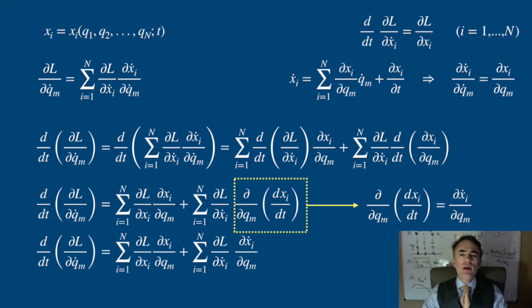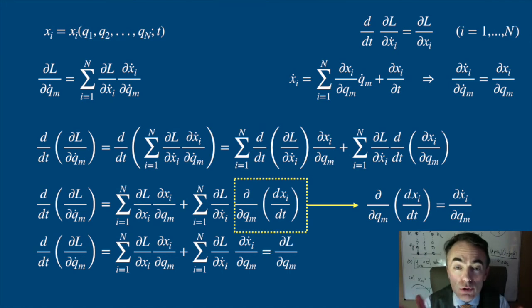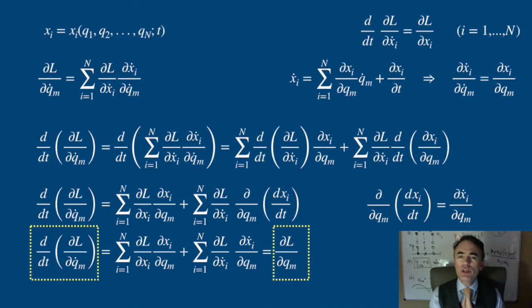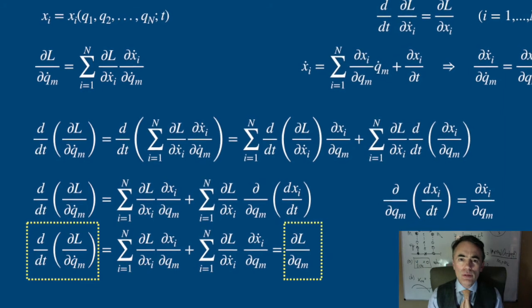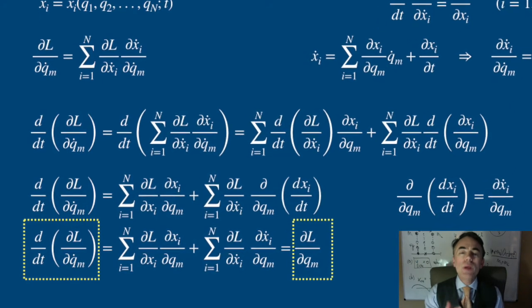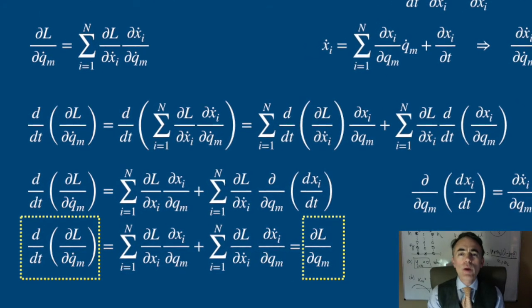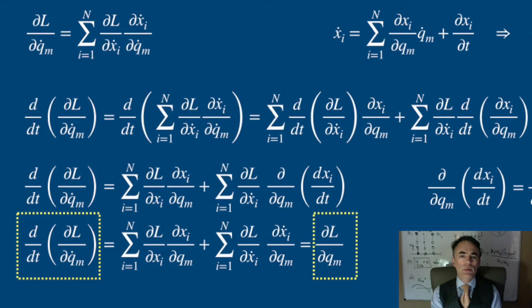And this final result, if you look at it close enough, you will see that the right-hand side is actually the partial derivative of the Lagrangian with respect to q_m. But this is just what we wanted to demonstrate, that Lagrange equations in Cartesian coordinates also imply Lagrange equations in other coordinates.